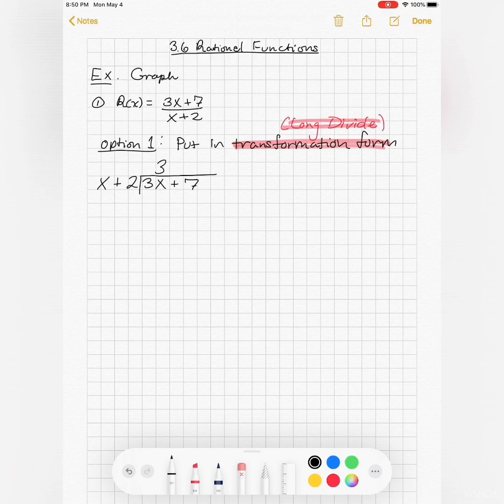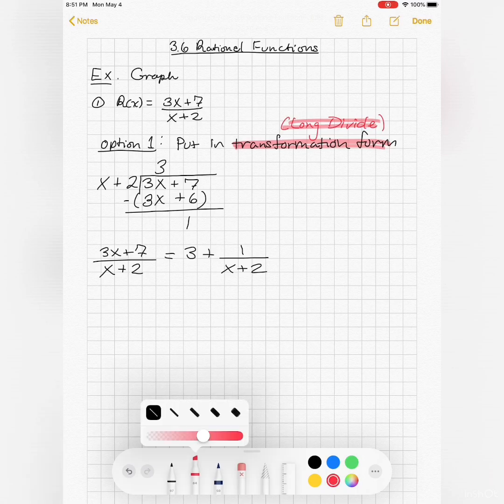So let's see, 3x plus 6, and the remainder is 1. That means that (3x plus 7) over (x plus 2) is 3 plus the remainder 1, which stays over the x plus 2. So here that function is written in transformation form. Then I can go ahead and graph this.